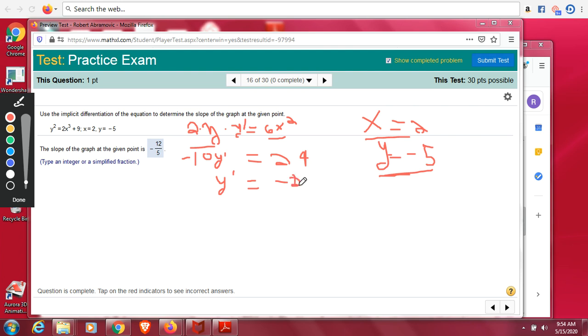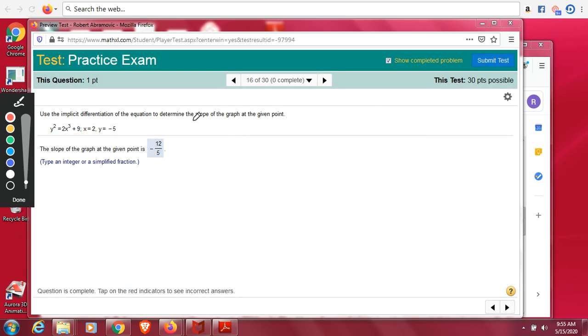That means y prime equals -24 over 10, which is the same as -12 over 5. That's the slope of the tangent line to this curve at the given point, (2, -5). So slope of the tangent line and slope of the graph mean the exact same thing.